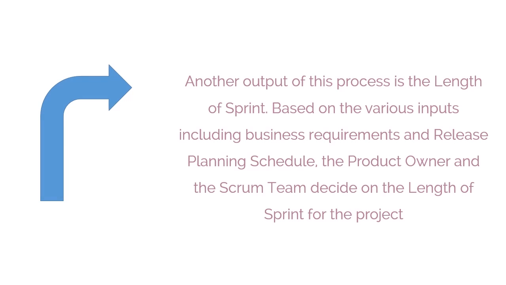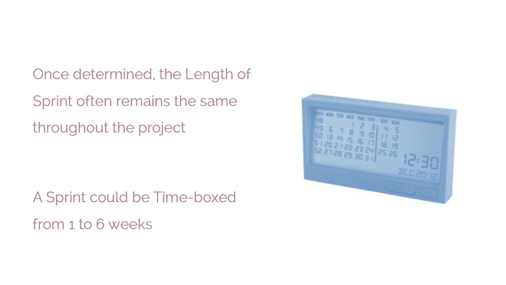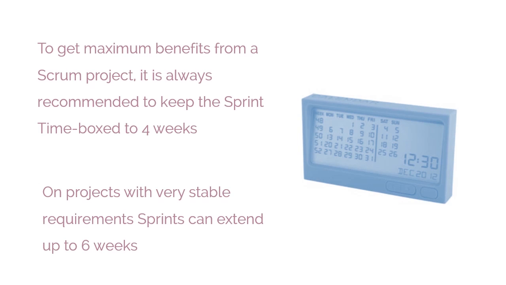Another output of this process is the length of sprint. Based on the various inputs, including business requirements and release planning schedule, the product owner and the Scrum team decide on the length of sprint for the project. Once determined, the length of sprint often remains the same throughout the project. A sprint could be time-boxed from 1 to 6 weeks. However, to get a maximum benefit from a Scrum project, it is always recommended to keep the sprint time-boxed to 4 weeks. On projects with very stable requirements, sprints can be extended up to 6 weeks.